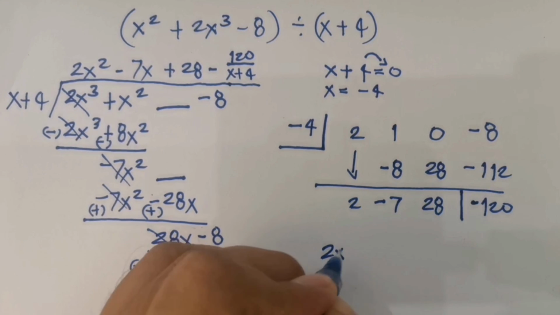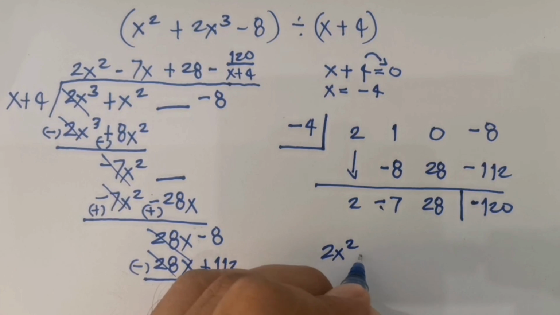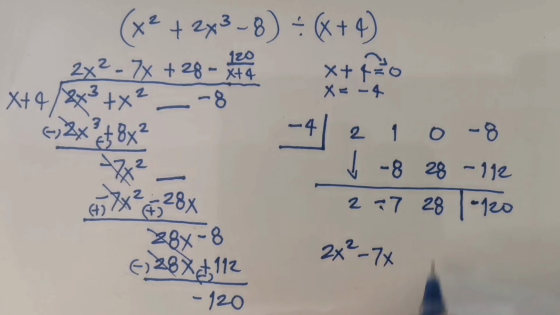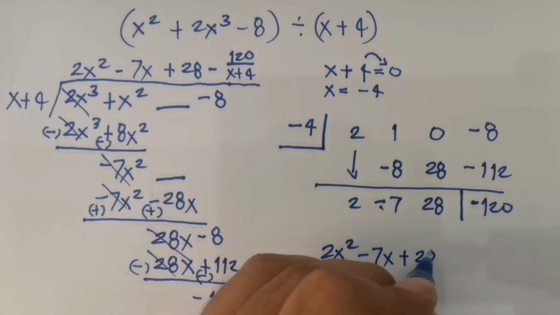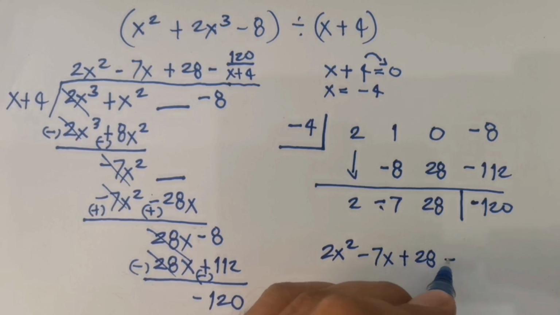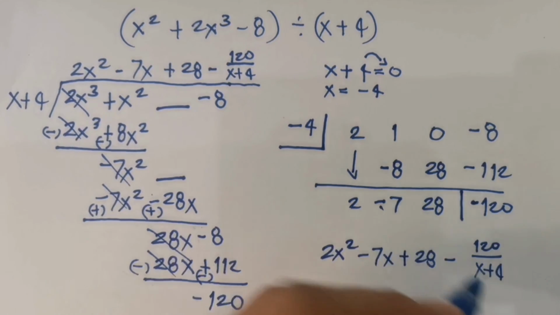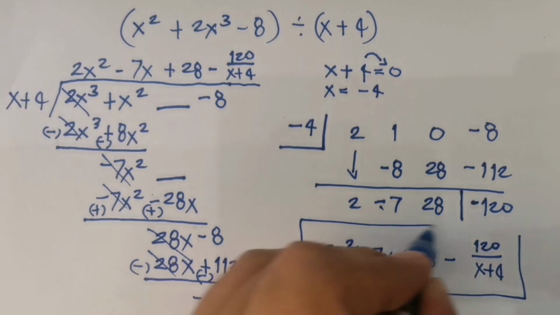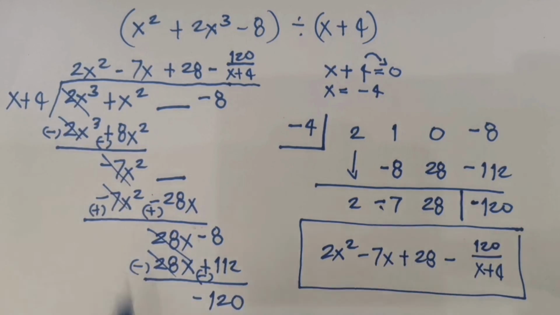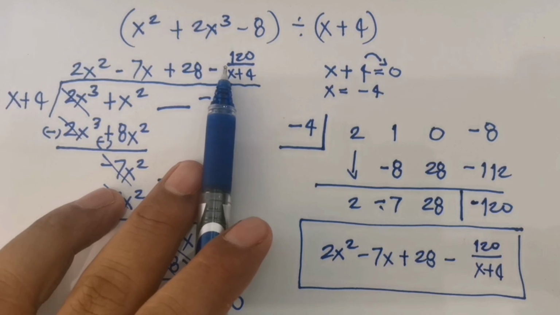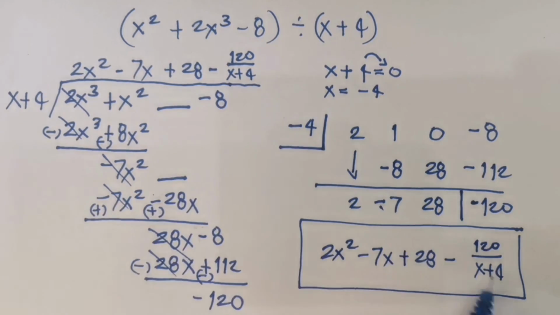So 2x squared negative 7x plus 28 minus 120 over x plus 4. So this is the quotient. Check natin if they are the same. 2x squared, first term, negative 7x, the second term, positive 28, the third term. The remainder is negative 120 over x plus 4.